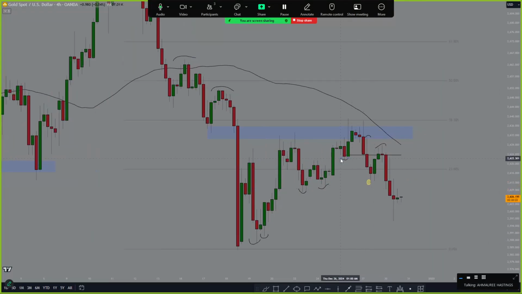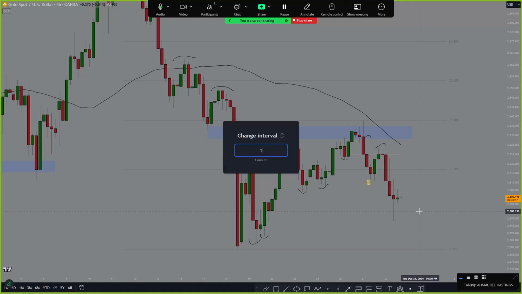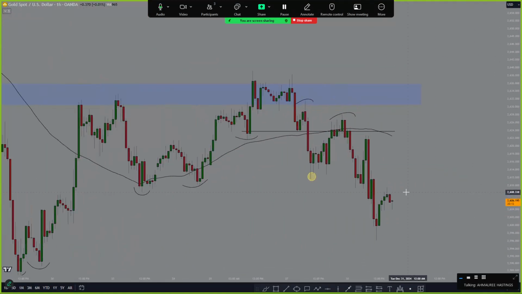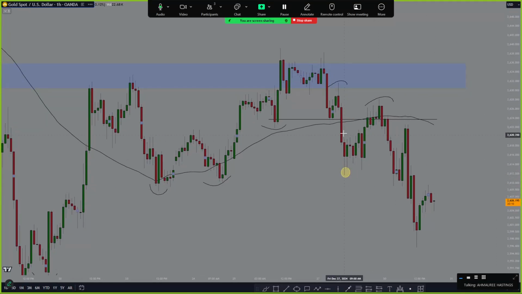The biggest thing we already got is a level of structure. We got a break and a retest. So technically, I don't need a fib here to find an entry. All I got to do now is understand what I have. And I go to the 1-hour and it's even cleaner.